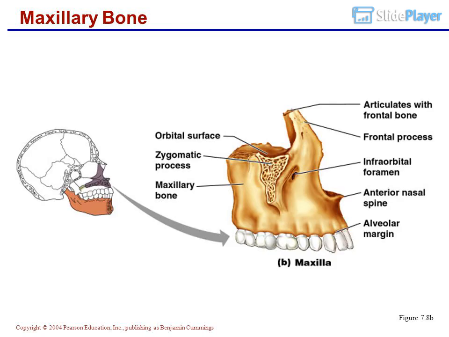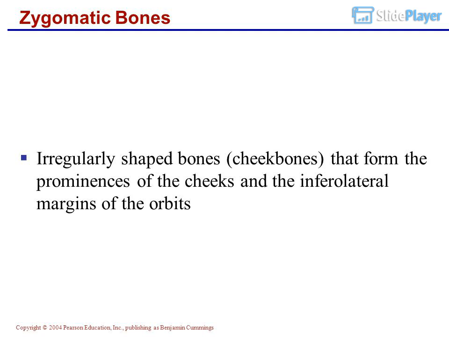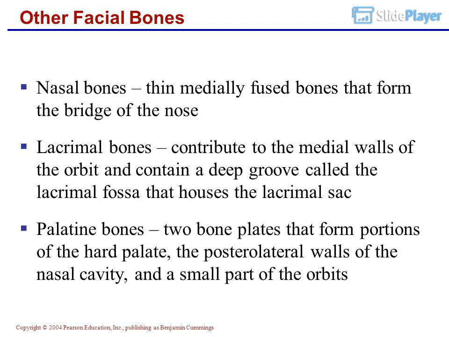Maxillary bone. Figure 7.8b. Zygomatic bones. Irregularly shaped bones, the cheekbones, that form the prominences of the cheeks and the inferolateral margins of the orbits. Other facial bones. Nasal bones, thin medially fused bones that form the bridge of the nose.